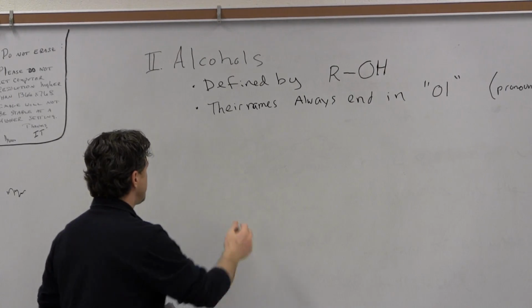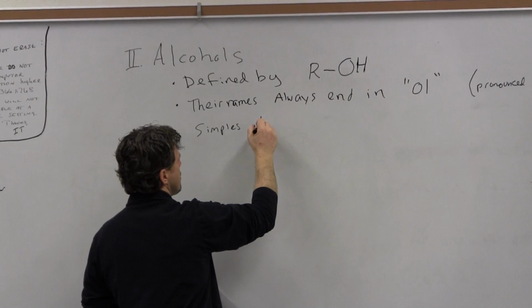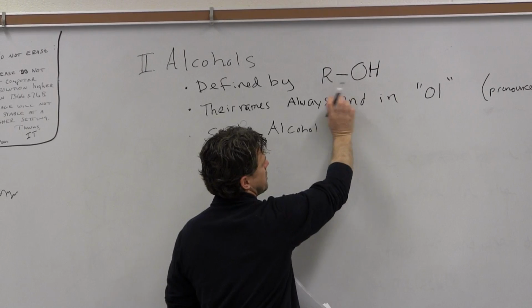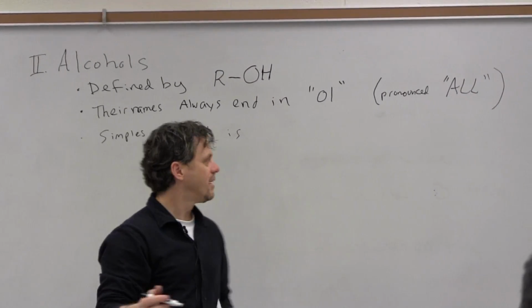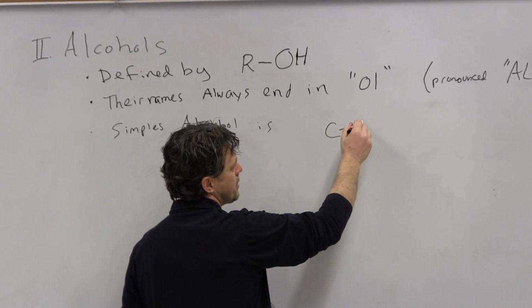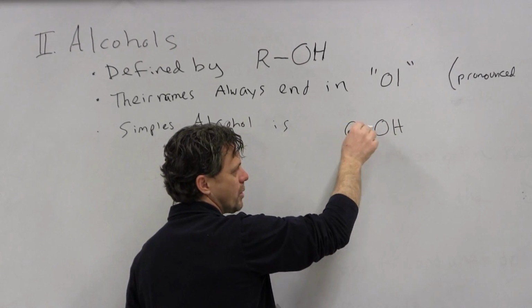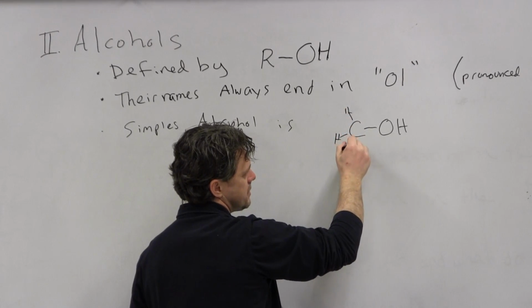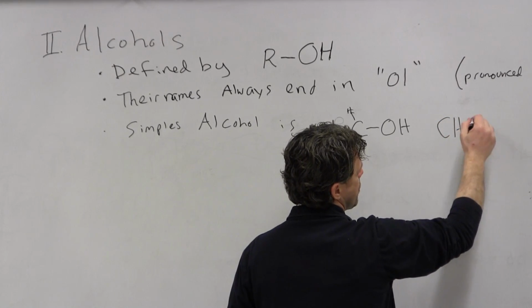The simplest alcohol would be what? Methanol, right. Meth meaning one carbon bonded to the OH group. And then, since we're showing one bond to the OH, the other three bonds have to be hydrogen. So that's usually written CH3OH.